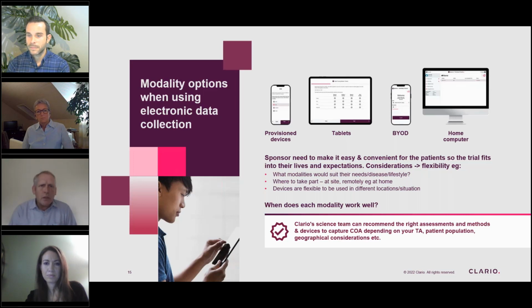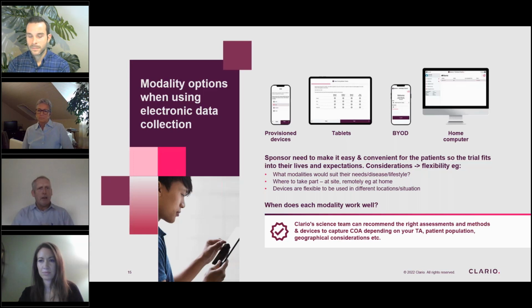We'll also look at tablets, which can be very much used at site or in a patient's home, again, depending on the patient population under study. And we have BYOD, or bring your own device, which is also quite popular, where an app is installed onto the device that would replicate what the eDiary and the eCOA components would look like. Clearly, there are also web-based opportunities that exist on the home computer. So across the myriad devices, they do exist.